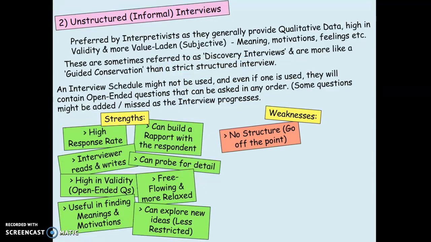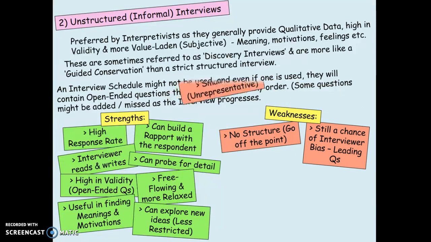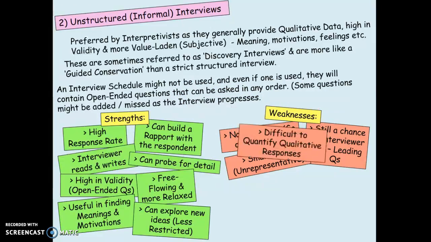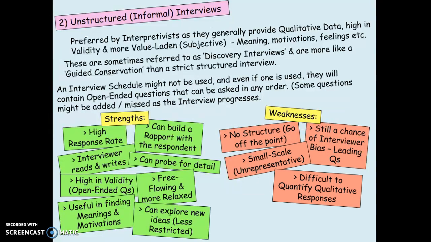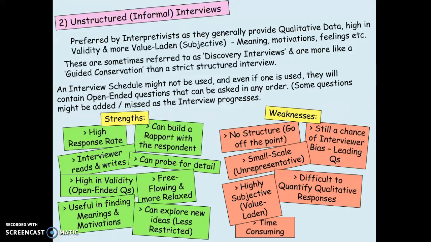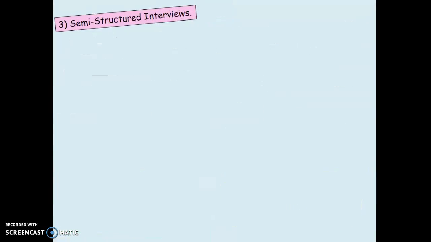Weaknesses: no structure, can go off the point, still a chance of interviewer bias. Small scale. Difficult to quantify, qualitative, responsive. Highly subjective, value-laden. Time-consuming. Could get too personal.